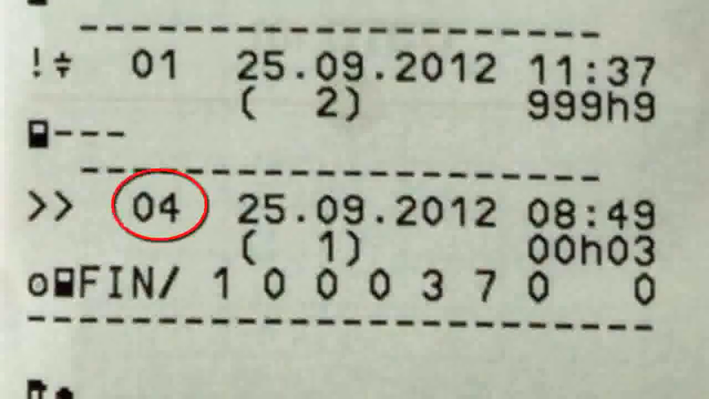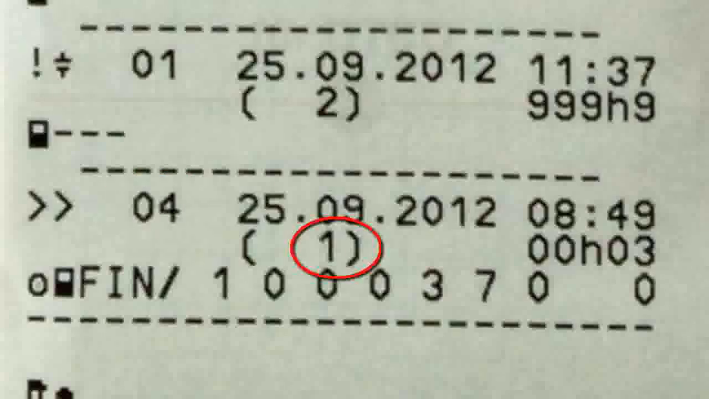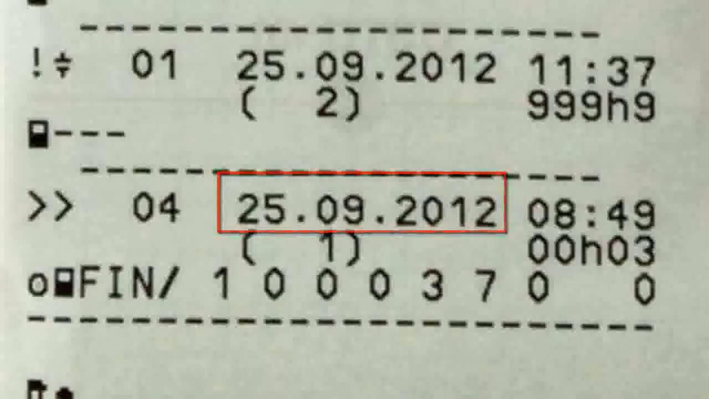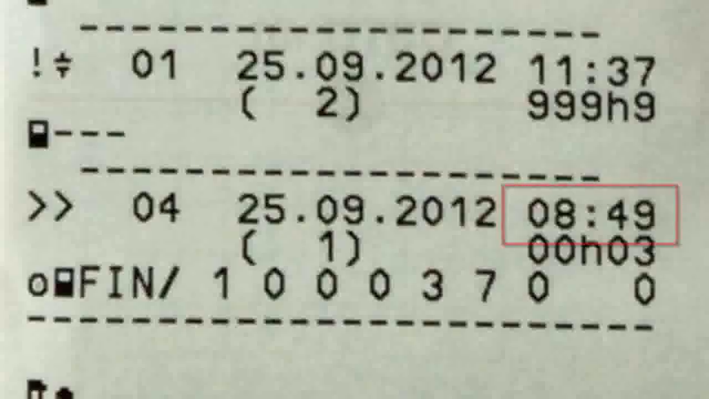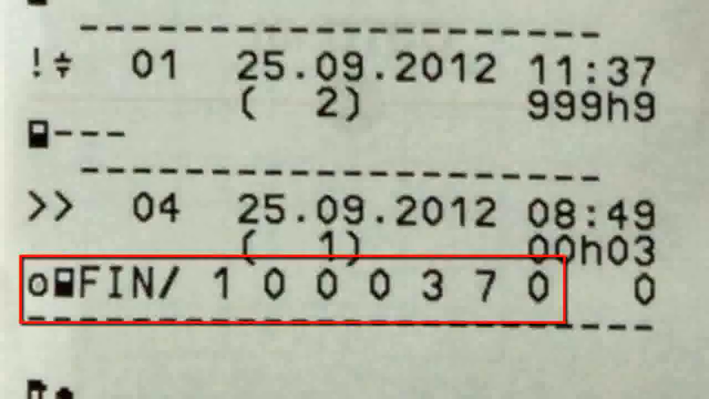This figure here refers to what's known as the data record purpose, a code given by the unit to record why the event was logged. This figure here refers to the frequency of that event on the same day in the same unit. This is the date the event happened and the time it began, including the duration of the event. Here we see the identification of the driver card inserted at the time of the fault, and if a co-driver card was inserted at the time of the fault, it would be recorded here too.